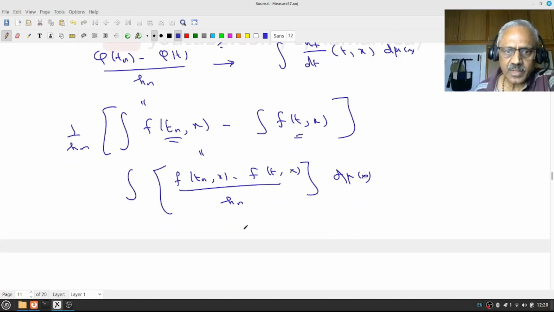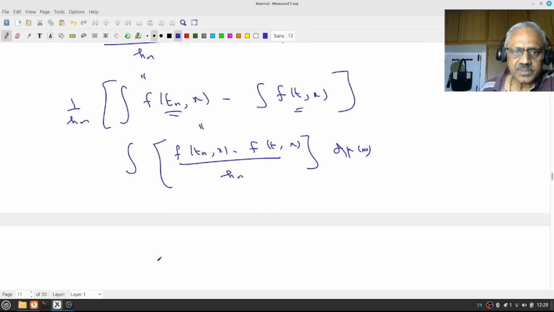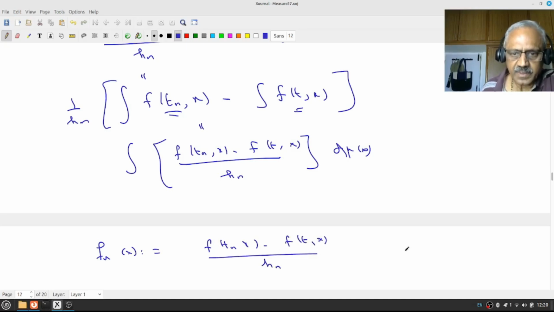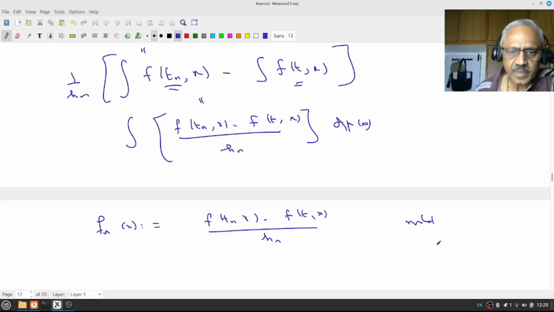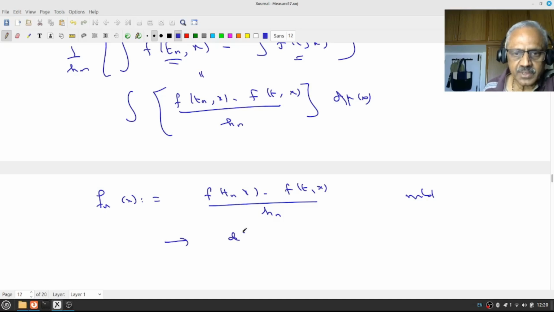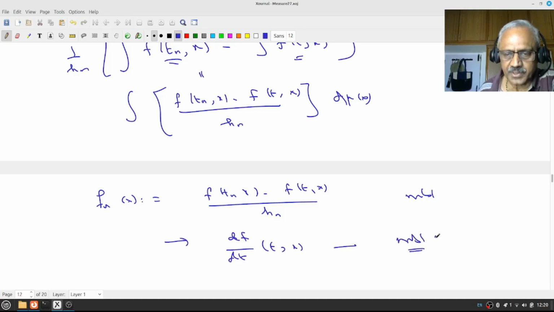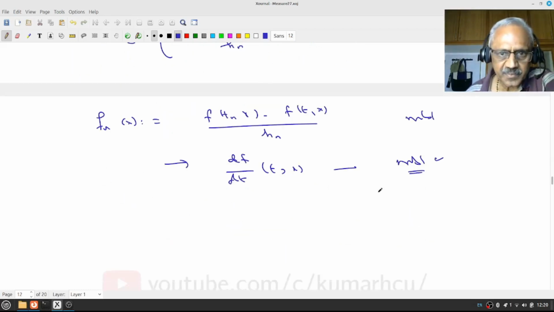Okay. So now I have a sequence of functions. Right? Now what do I know about this sequence? If I call it phi fn of x, these tn's are all fixed now. So f of tn x minus f of tx by Hn, these are all measurable. And this one converges to df by dt at x. Therefore this is also measurable. So we proved it. This is also measurable, right?